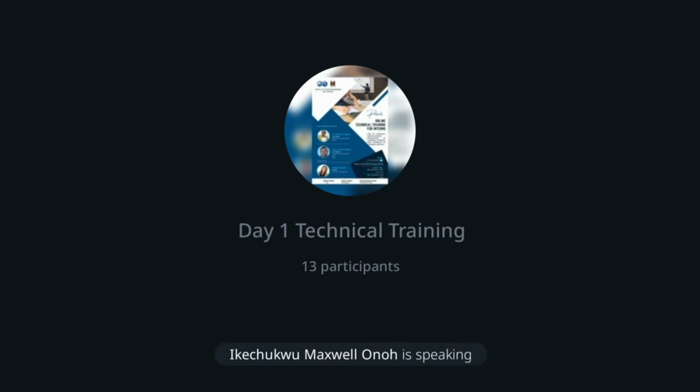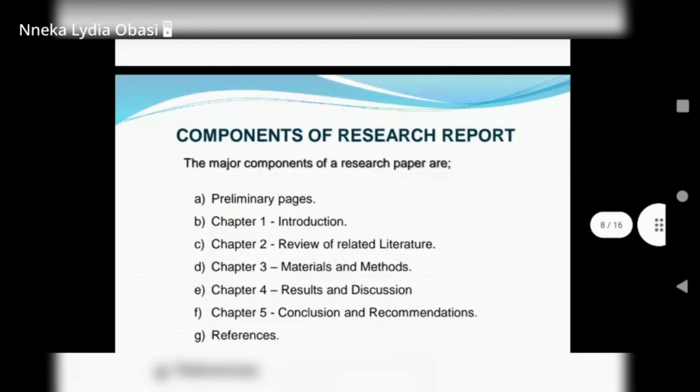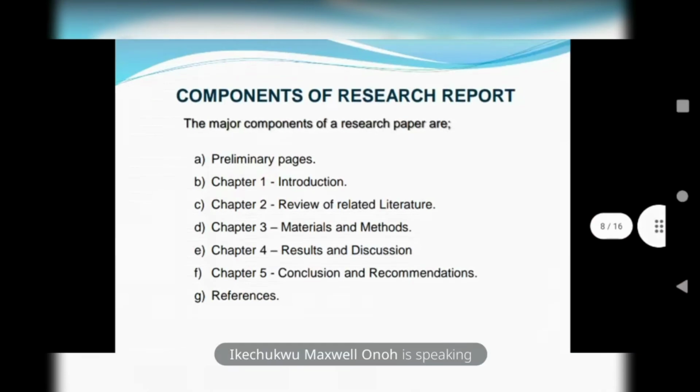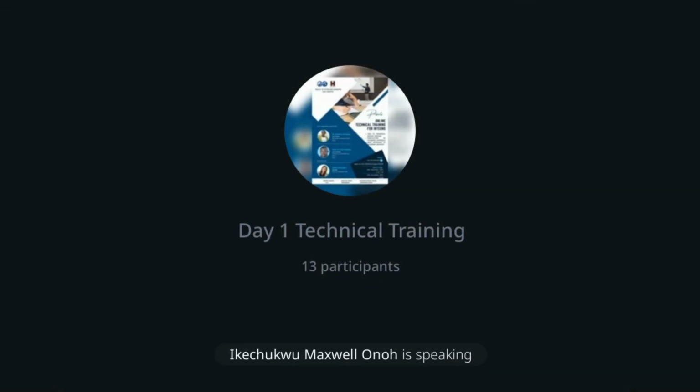Next slide. Now we are going to the main work, the components of a research report. Remember, this is for a science and technology report.